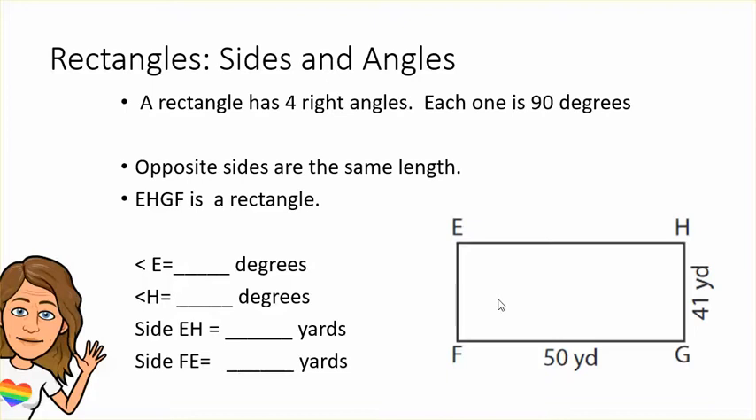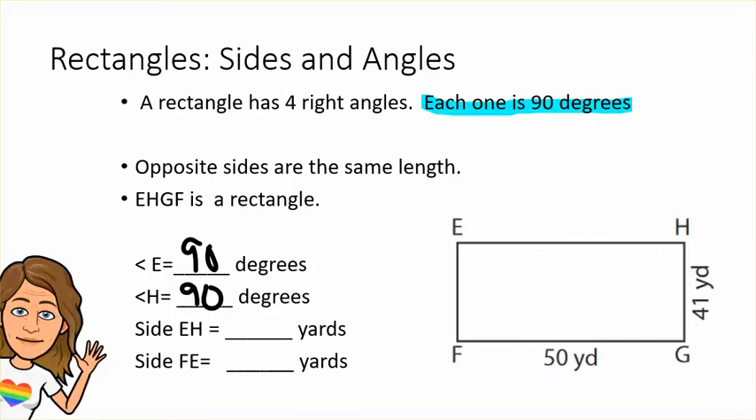EHGF, is a rectangle. Let's start by finding out how big angle E is. Well, we originally said that a rectangle has right angles. Each one is 90 degrees. So that means that angle E is 90 degrees. Angle H is also an angle in the rectangle. Therefore, it is 90 degrees.